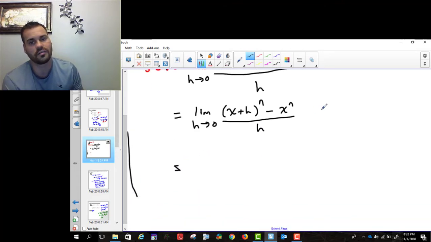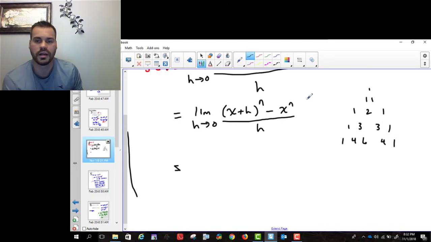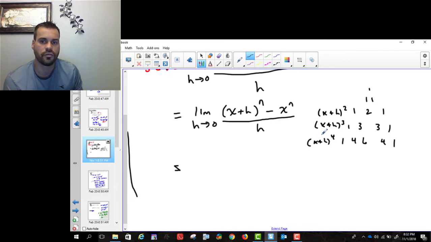So to do that, we have to think about Pascal's triangle. We know Pascal's triangle looks like this: 1, 1, 1, 1, 2, 1, and then 1, 3, 3, 1, and then 1, 4, 6, 4, 1. And what I want you to recognize is the pattern: this is x plus h squared, this is x plus h cubed, this is x plus h to the 4th. So the pattern is the first number is always 1.